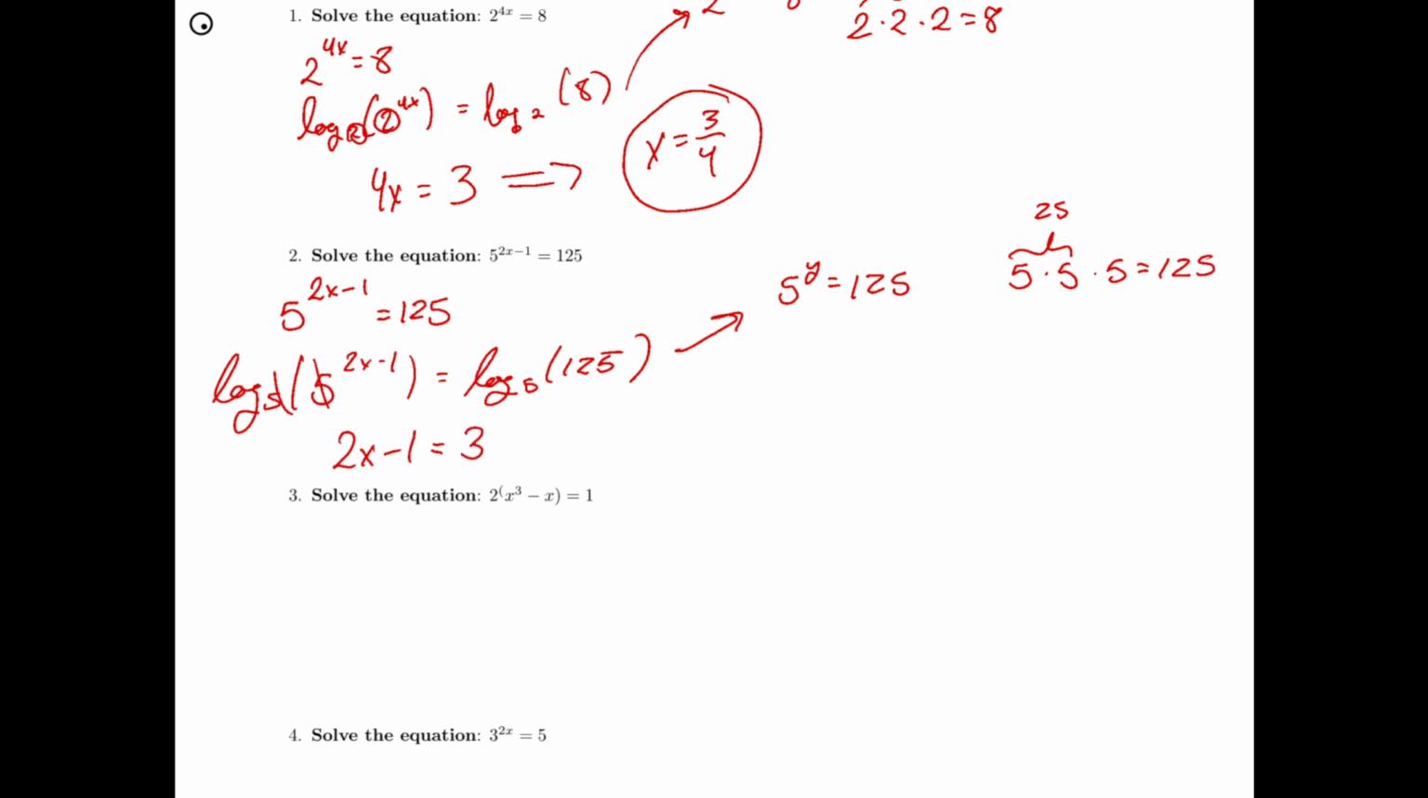And then we're just going to solve this equation as normal, right? So I might want to add that 1 over. So I get 2x equals 4. Then I can divide that 2 over to get a final answer of x equals 2. I'm going to check my phone. And yeah, that is the correct answer.